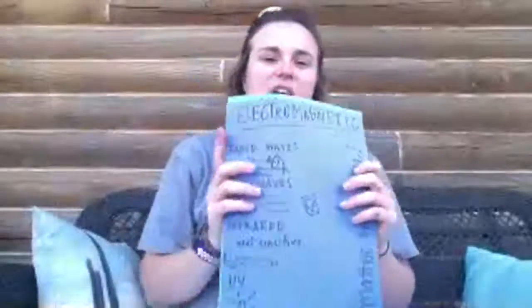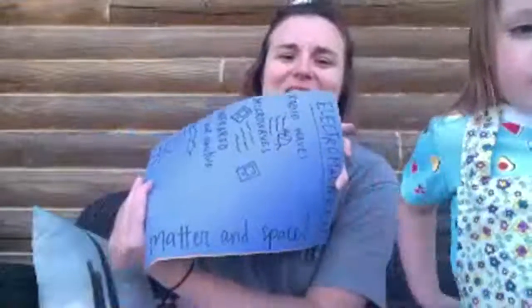Okay. So along, your other main type of wave is going to be the electromagnetic wave. Electromagnetic waves, if you can see right there, go through matter and space. Okay, so not just matter. These are your special ones. These are the ones that can go through outer space.